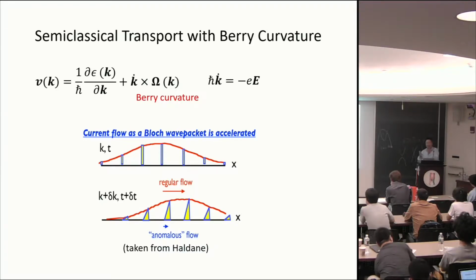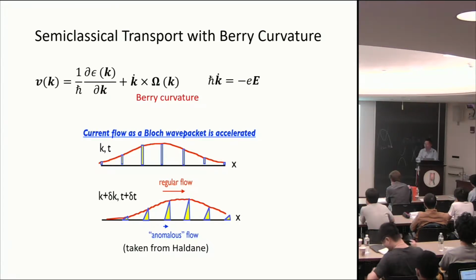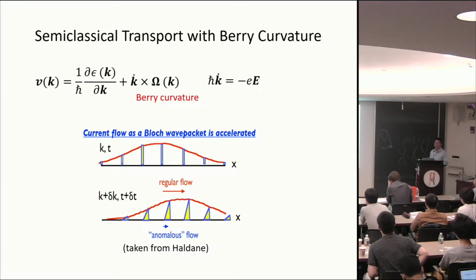For example, in the honeycomb lattice of graphene, there are two sublattices, the A and B sublattice. At one wave vector k, the electron may be more centered on the A sublattice, but at a different value of k, the wave function may be more centered on the B sublattice. So as momentum changes from k to k plus dk, the wave function redistributes from the A sublattice to the B sublattice. So this generates another velocity. This is known as the anomalous velocity.